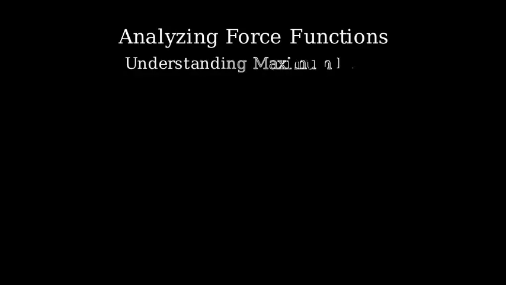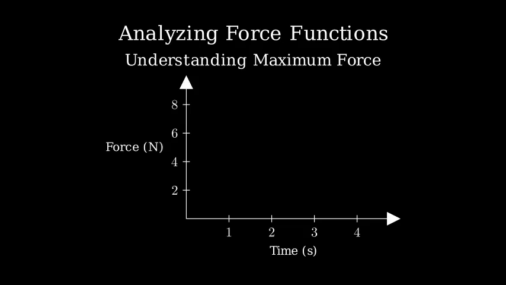Welcome. Today we'll analyze a force function that increases to its maximum value and understand how to interpret this type of graph. Let's start by looking at a typical force versus time graph where the force increases to a maximum value. Here we have force on the vertical axis measured in newtons and time on the horizontal axis measured in seconds. The force in this example starts at zero and increases gradually at first, then more rapidly before leveling off at its maximum value. This type of curve is common in many physical situations.